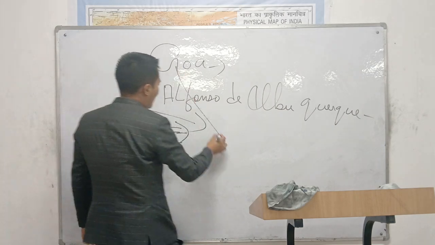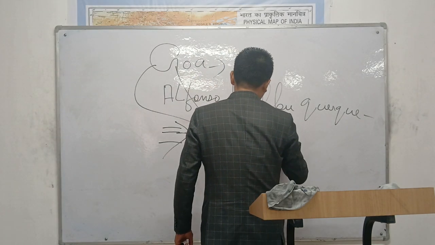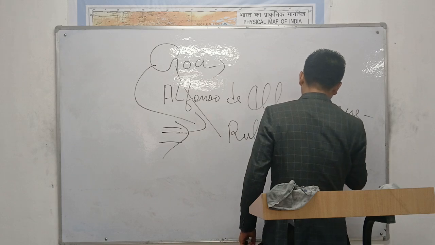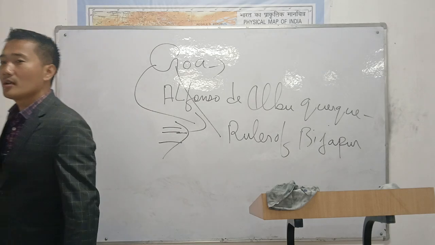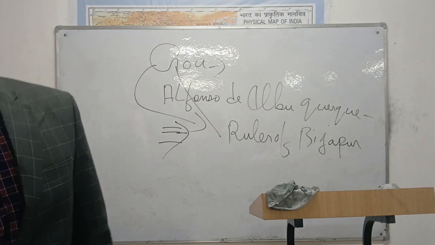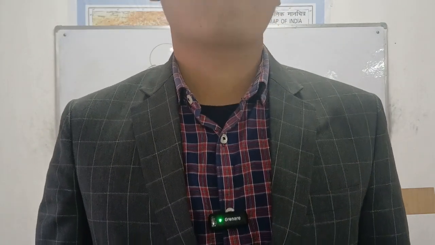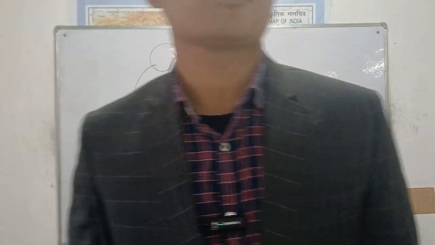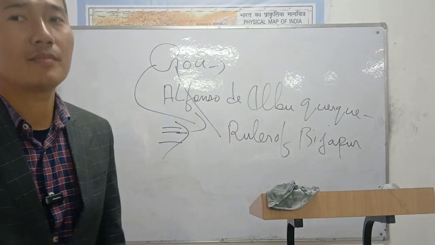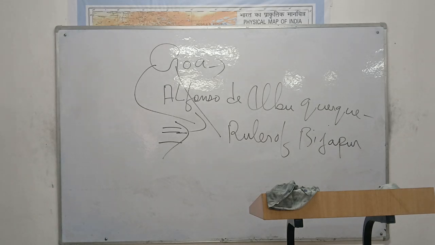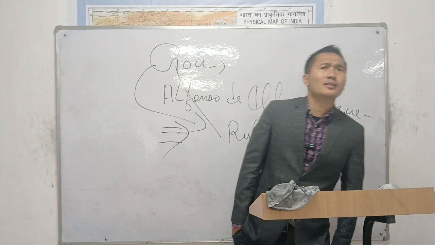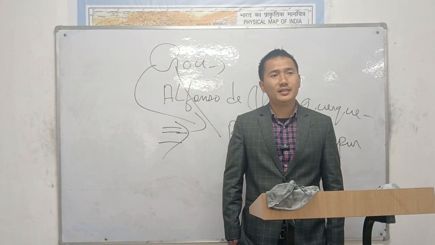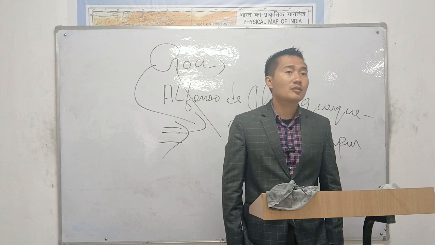Ruler of Bijapur. Too important. Alfonso captured Goa from the ruler of Bijapur. Alfonso de Albuquerque captured Goa from the ruler of Bijapur. And he abolished the sati system in India, and he is considered the real founder of the Portuguese in India. And he's the second governor.